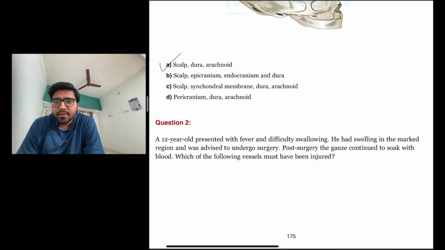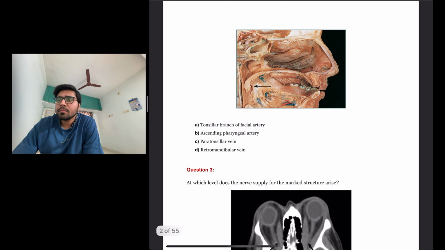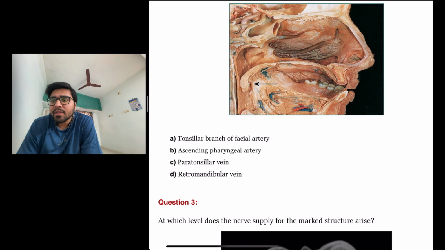The next question is a 12-year-old presented with fever and difficulty swallowing. He had swelling in the marked region and was advised to undergo surgery. Post-surgery, the gauze continued to soak with blood. Which of the following vessels must have been injured? The options are tonsillar branch of facial artery, ascending pharyngeal artery, paratonsillar vein, and retromandibular vein.